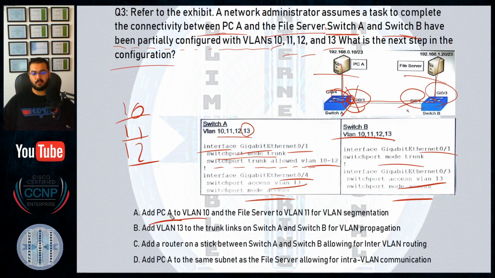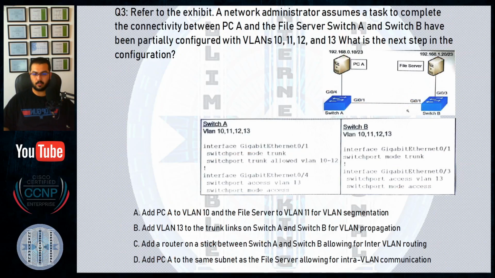So add PCA to VLAN 10, no. Add VLAN 13 to the trunk link between switch A and B, yes, that is what I was talking about. Add a router on a stick, no: I have no multilayer device here, no layer 3 device here. Add PCA to the same subnet as the file server, it is 10.0.120/23, it is already on the same subnet. Okay, you are not adding something new, so it's only B, and it will always be only B for that question.